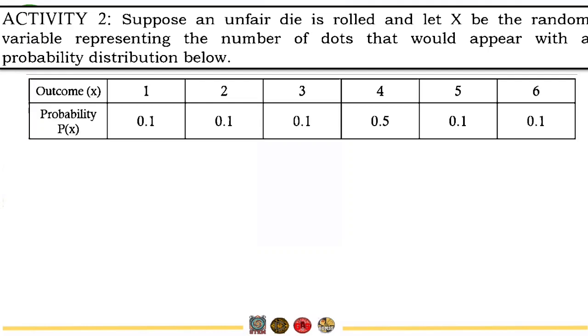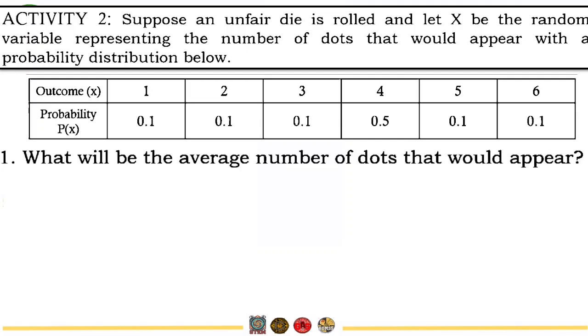Let us check why it is an unfair die. We know that if the die is fair, the probability must be 1 over 6, or in decimal approximately 0.16666. Each outcome must have a probability of approximately 0.16666. But if we check the probability of getting 4 dots, it has a probability of 0.5. The die is biased to 4. So what is the question? What will be the average number of dots that would appear?